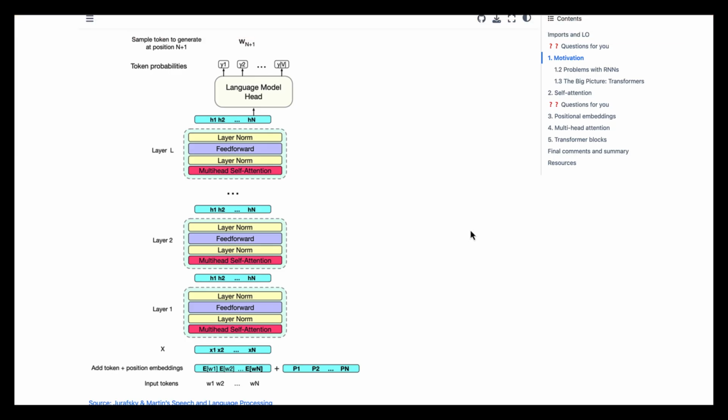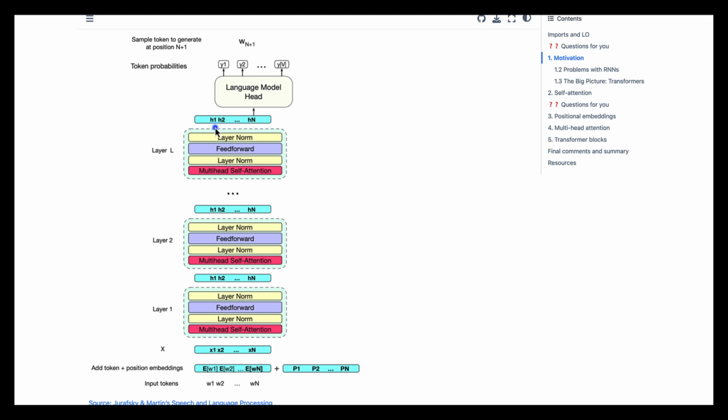Let's look at this picture from the lecture notes, which shows a stack of transformer blocks. Each block builds contextual vector representations of the input tokens. The key idea is that these representations are built iteratively, layer by layer, so that each token's final representation captures not only its own identity, but also its relationships with other tokens in the sequence.